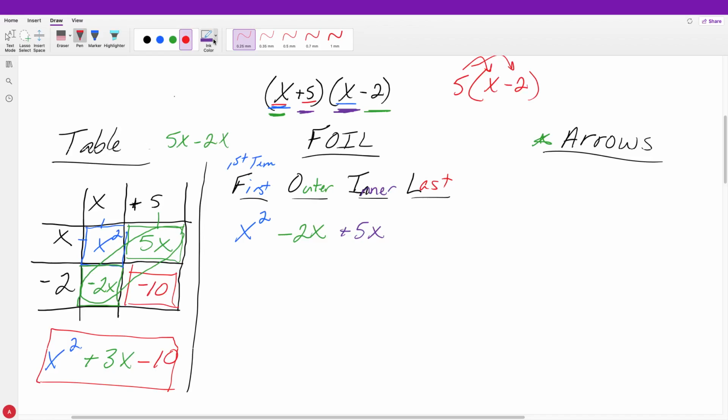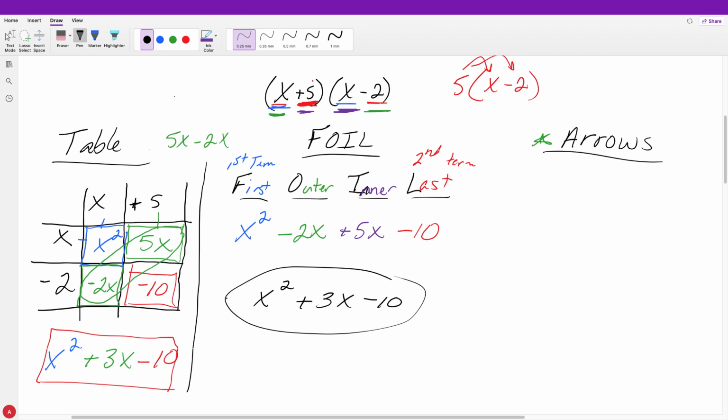And then when we say last, we're talking about the last term, or second term if you want to call that, in each binomial. So that means we're looking at our 5 and our -2, which then gives me minus 10. Right? And then the same thing, after we multiply, we still need to make sure we're combining all of our like terms together. So we have x squared, then we have minus 2x plus 5x, which we already know is plus 3x, and we have our minus 10 that there's nothing that can combine. So we see even if we use FOIL or the table method, we are still getting the exact same answer.